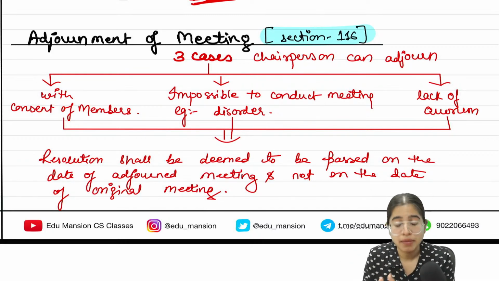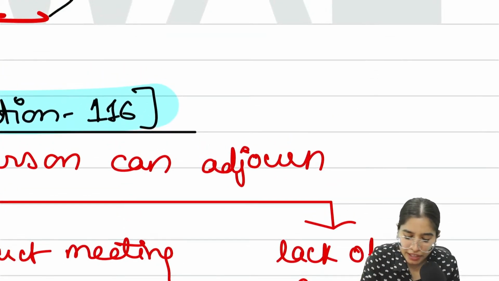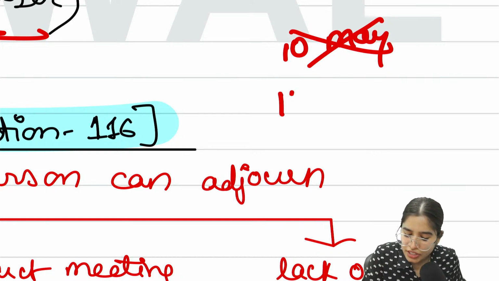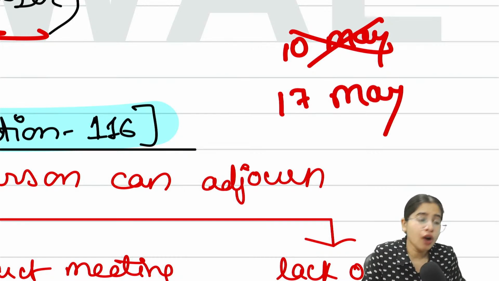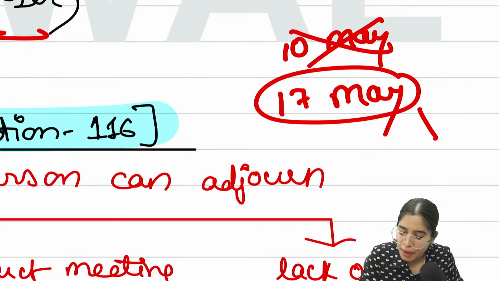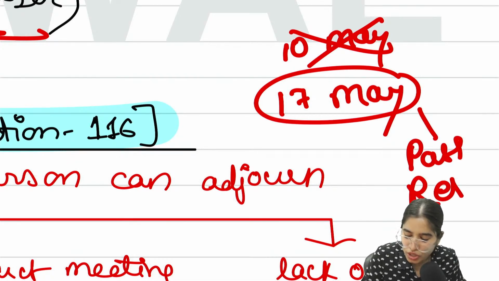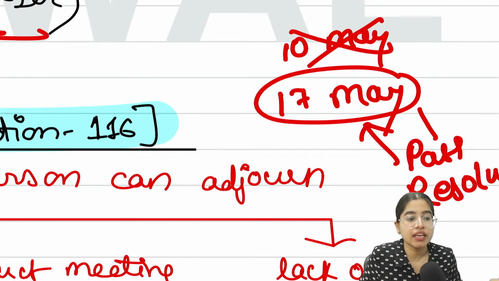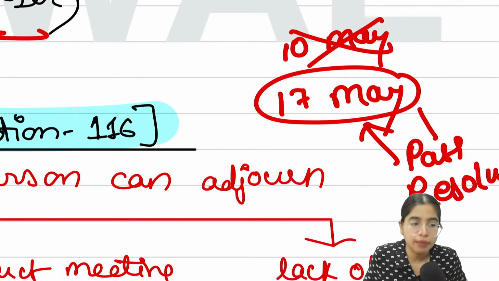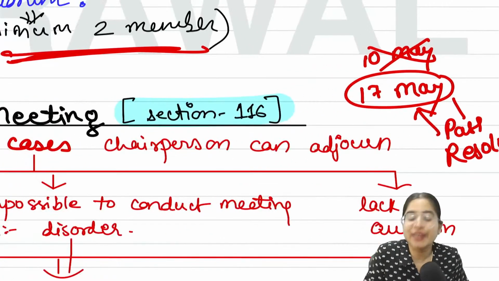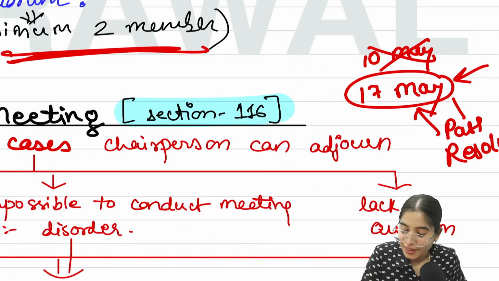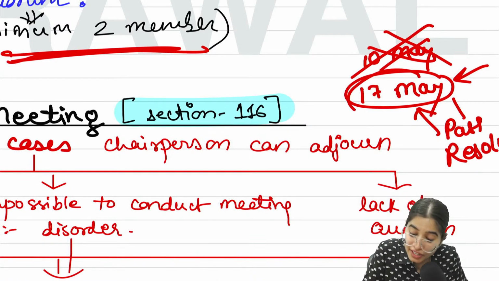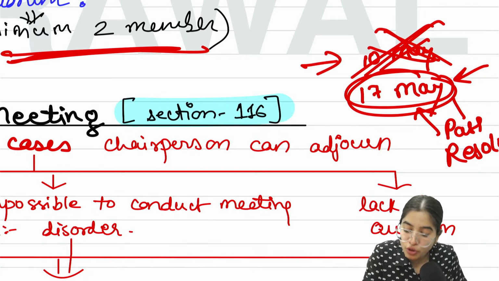And one more thing: let's say today is the original meeting on 10th May, but today the meeting could not be held, so we adjourn the meeting to 17th May. Now in the adjourned meeting we passed the resolution on 17th May. So when will the resolution be deemed to be passed? The resolution will be deemed to be passed on 17th May and not on 10th May. It will be deemed to be passed on the date of the adjourned meeting and not on the date of the original meeting.